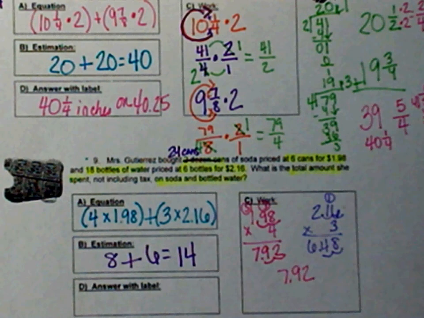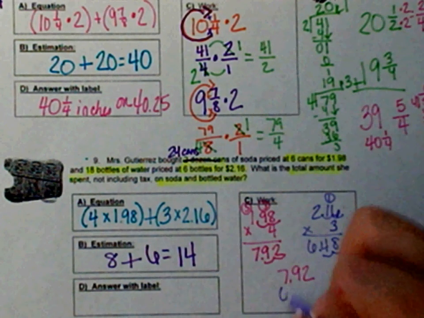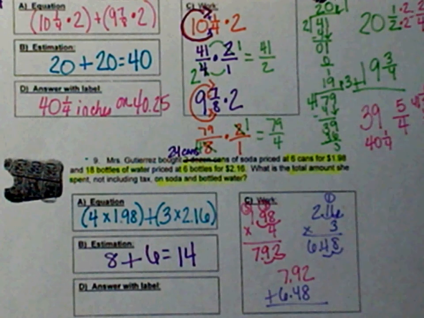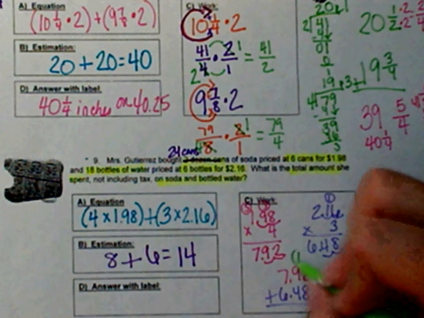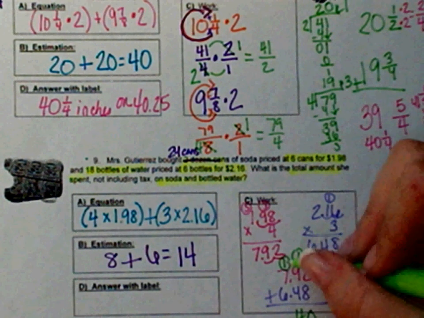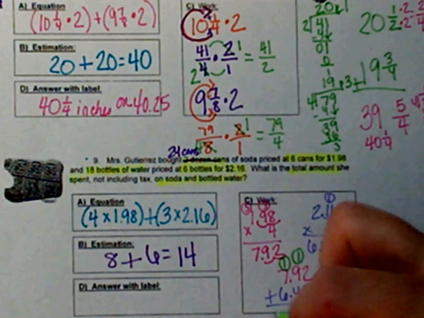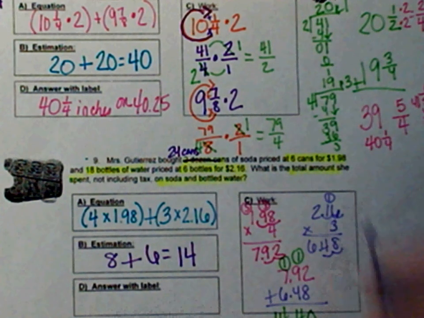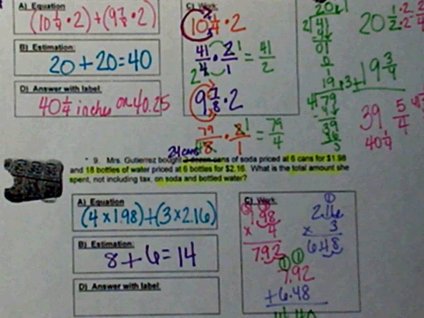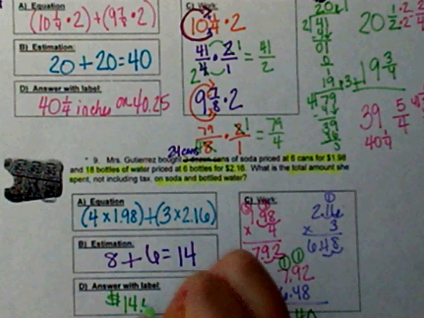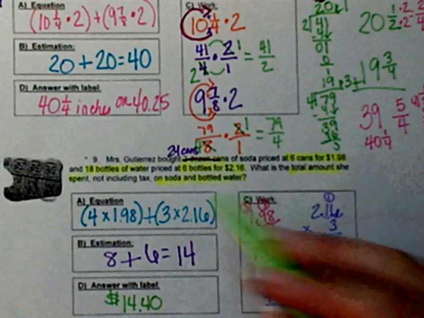Then I'm going to look at water. 216 times 3, 18. Move this up a little bit. 4, 6. Do not forget, move it out, move it in. 648. So I have $7.92 is the cost of the cans. $6.48 is the cost of the water.